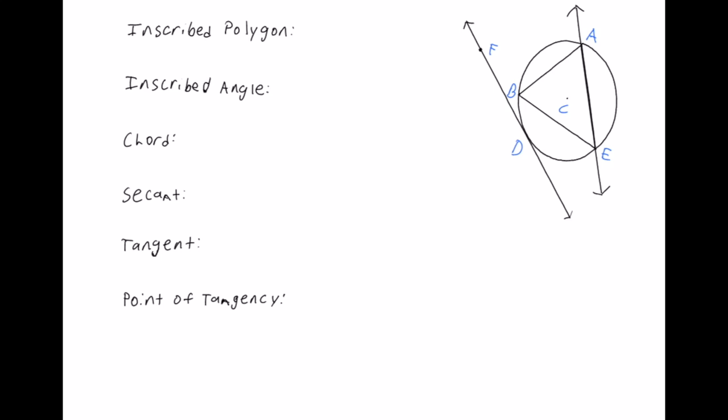Now for some more vocab. So an inscribed polygon. It's a polygon in which each vertex lies on the circle. So in this picture we have a triangle. C is the center, and that's all there is about it. So triangle ABE, and we name it as if we would name any other triangle. Triangle ABE.